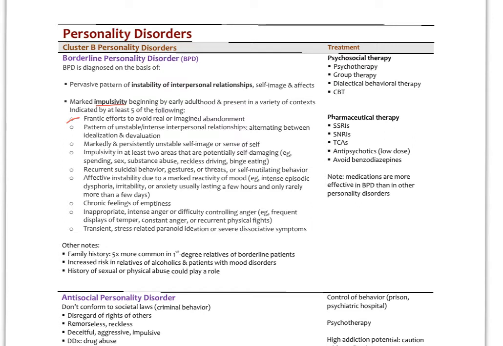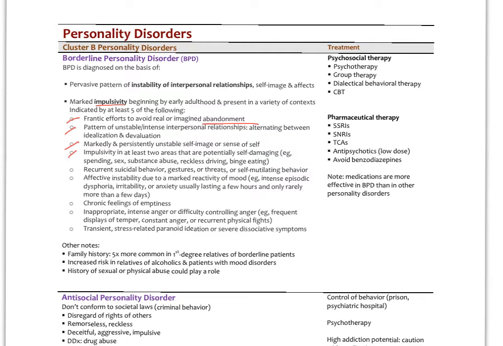That's a big one. Patients feel like they're going to be abandoned by everyone. Pattern of unstable, intense interpersonal relationships, alternating between idealization and devaluation. So they fall in love with a person. This person is like the greatest thing in the world. And then 2 weeks later, no, this is the worst person in the world, and I don't want to have anything to do with them. Markedly and persistently unstable self-image or sense of self.